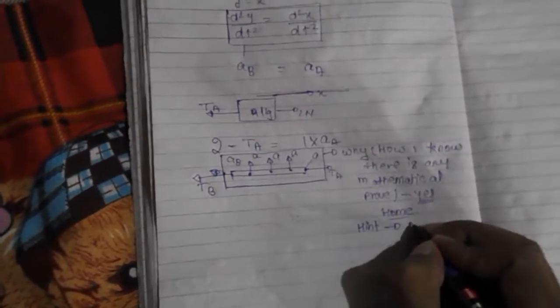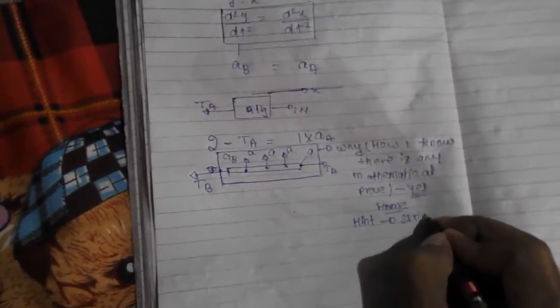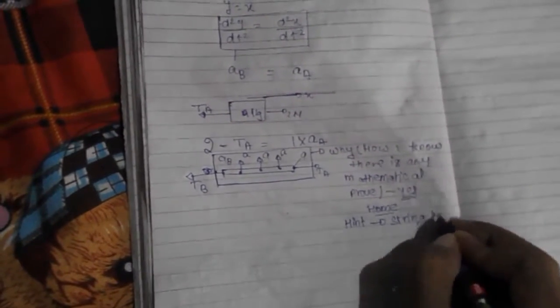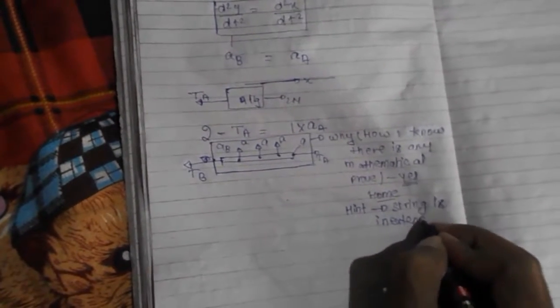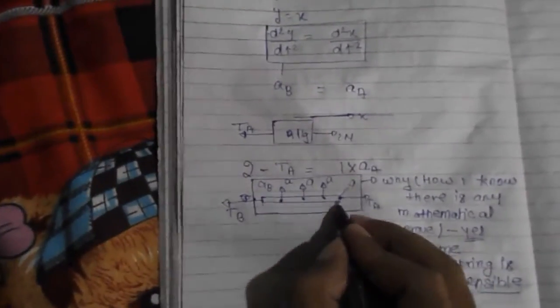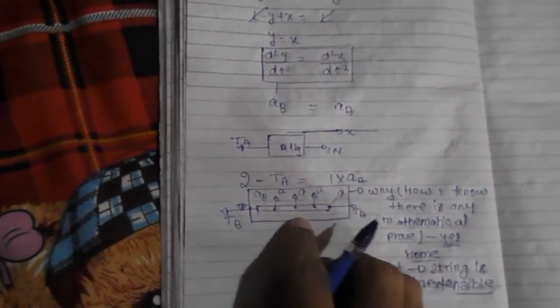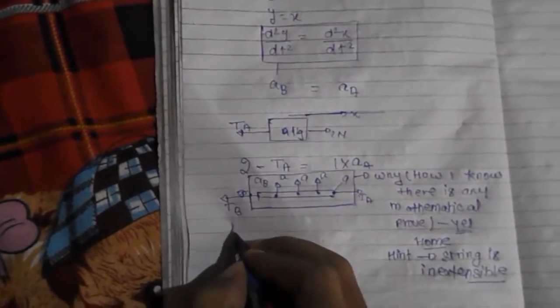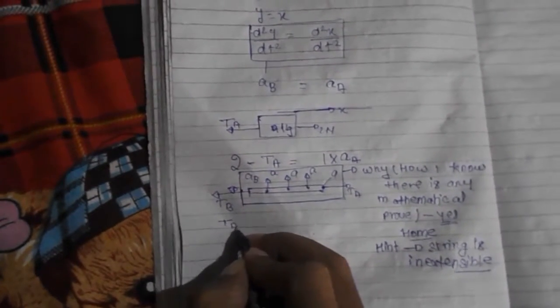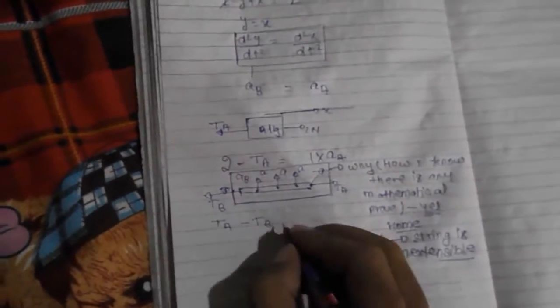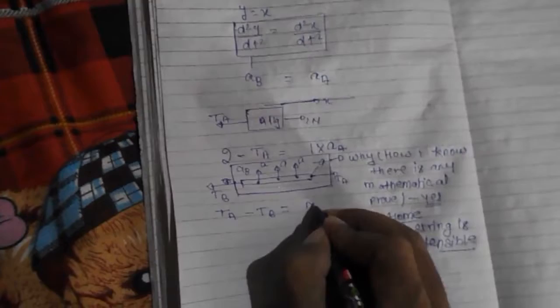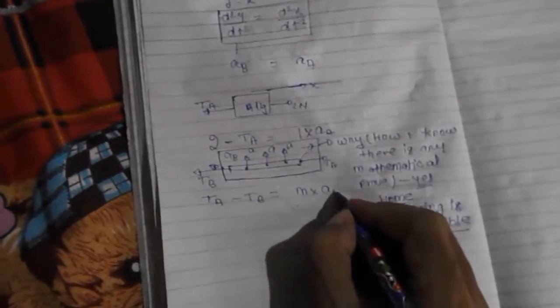The string is inextensible. Okay, inextensible. So the acceleration of each point of the string will be the same, a. So should I write Ta minus Tb, in this direction? This should be equal to m times a, the acceleration of a.